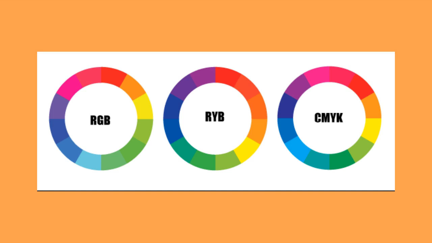RGB, which is red, green, blue, most commonly used in TV and computers. RYB, red, yellow, blue, most commonly used by artists. And CMYK, cyan, magenta, yellow, and black, most commonly used for printing.